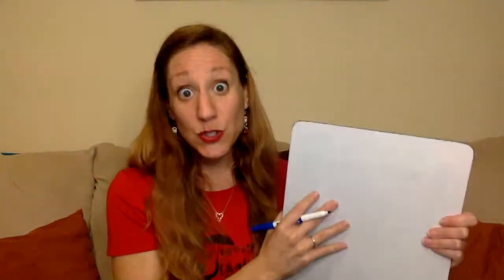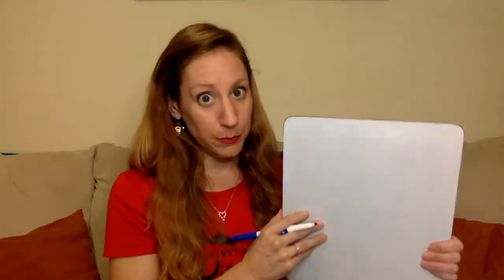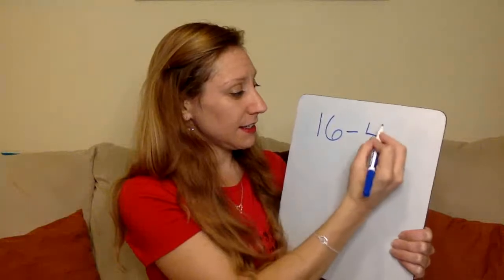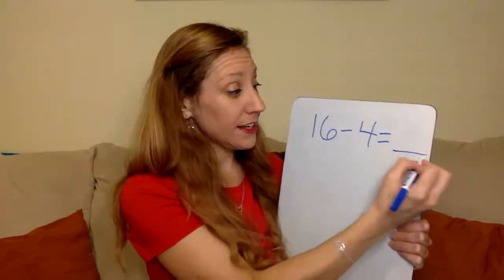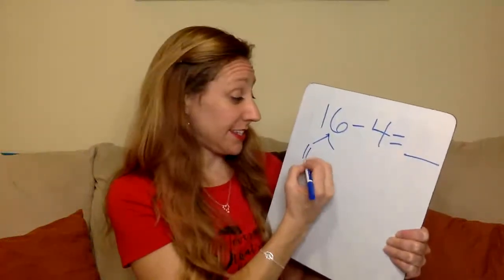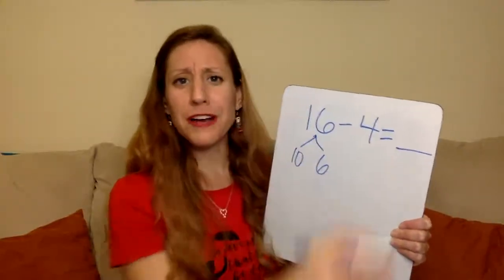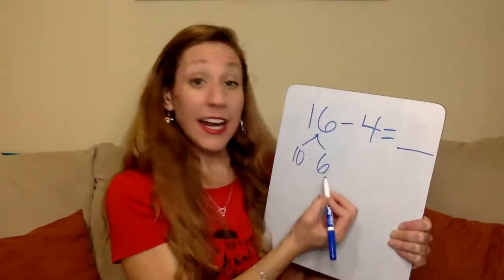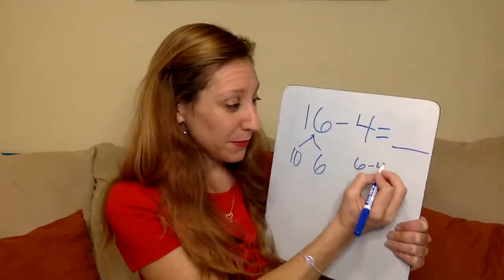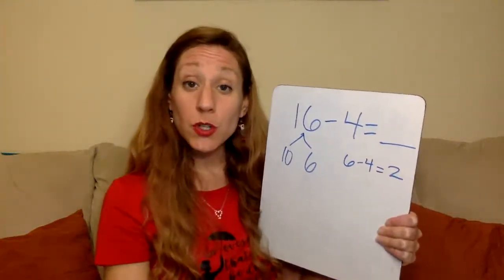Okay, so let's start with a subtraction sentence without regrouping. So that means if I have 16 minus 4, okay? Now here, I can split 16 up into 10 and 6. And I say, 10, you go chill out for a little bit. We'll call you back when we're ready. And I can just focus on the ones. So 6 is the ones from 16 minus 4, the ones I'm subtracting, equals 2.